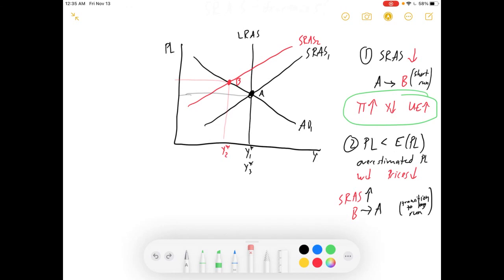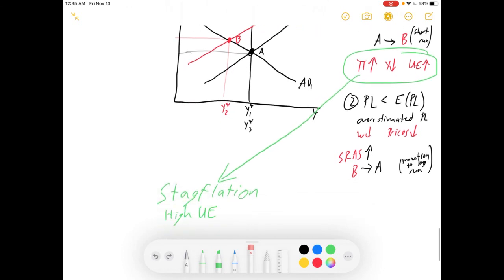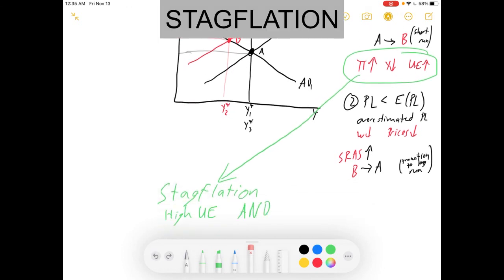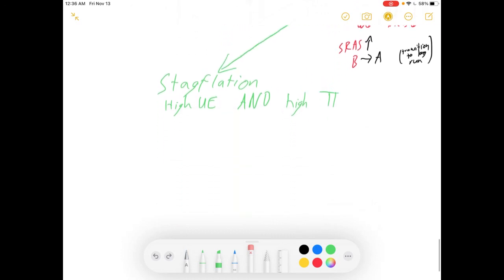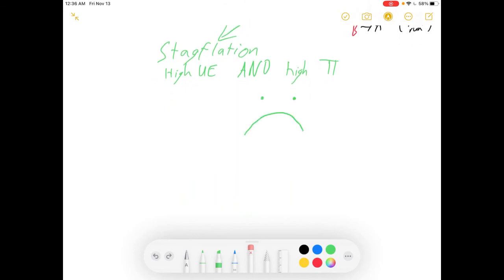Now, I should point out that this situation with rising inflation and unemployment is nasty. So nasty we give it a name, stagflation, high unemployment and high inflation. That, I will show you soon, gives our policymakers a really nasty dilemma. And we will unpack that in another video.